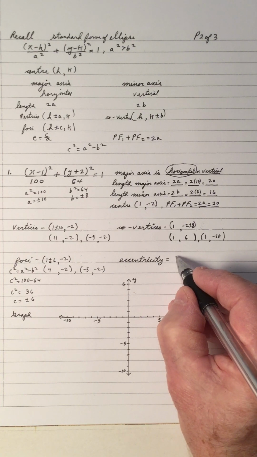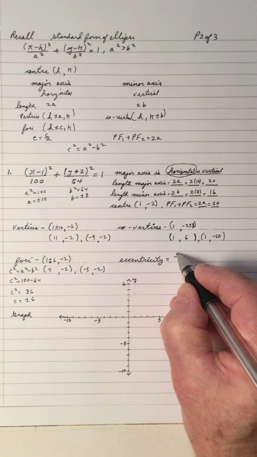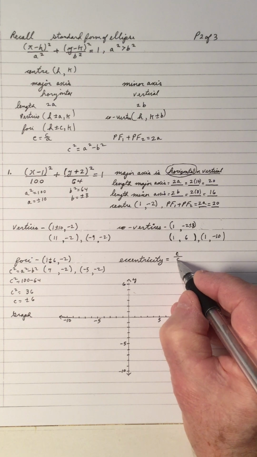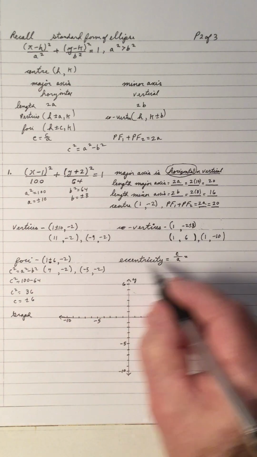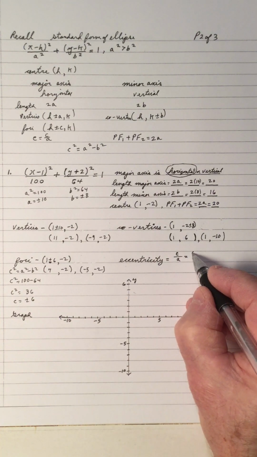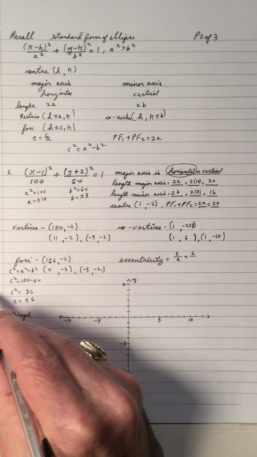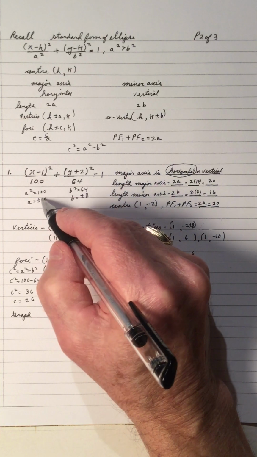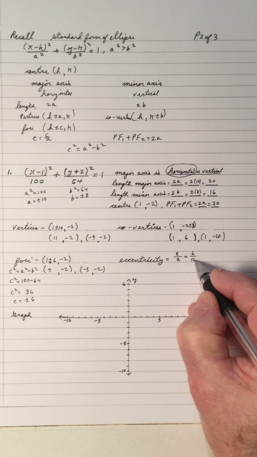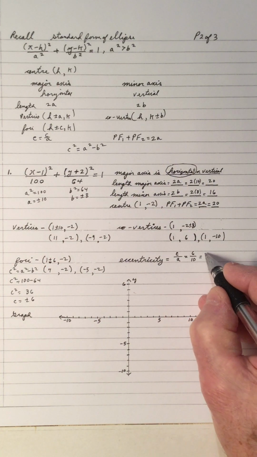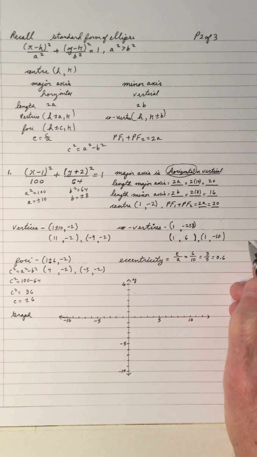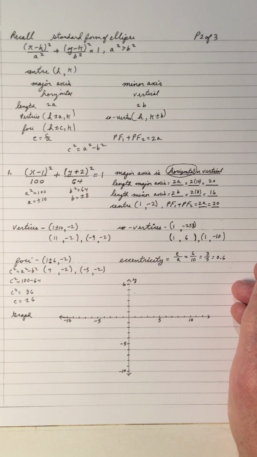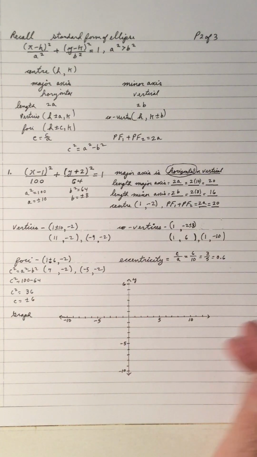And the eccentricity is the c over the a. A is on the major axis, so the c is 6. C is 6. It's got to be positive. And the a is right here to be 10. So the eccentricity is 6 over 10, could be 3 over 5, or you could have a decimal as 0.6, either or. Now let's graph this ellipse.